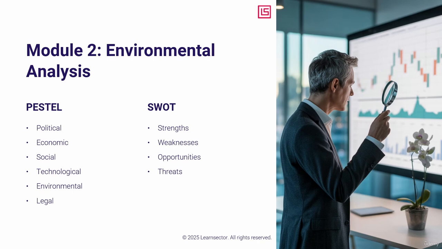In Module 2, we looked at tools like PESTLE and SWOT. PESTLE, standing for Political, Economic, Social, Technological, Environmental, and Legal, helps you scan the external factors that could impact your organization. SWOT, strengths, weaknesses, opportunities, and threats, brings in internal reflection as well. Together, they help you understand where you stand now and where opportunities or risks might exist.